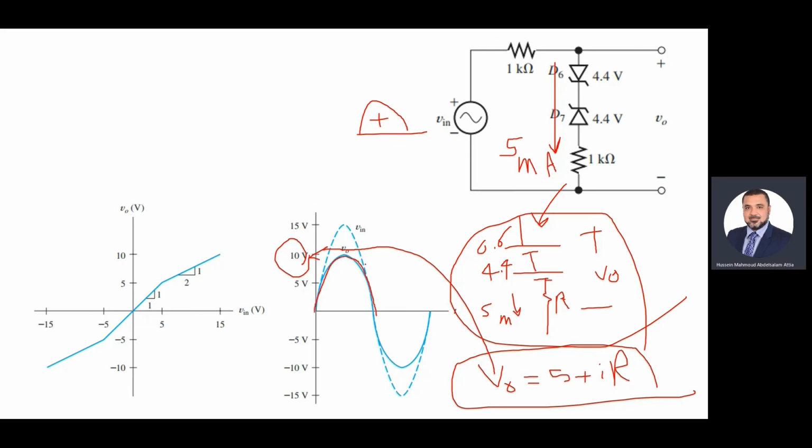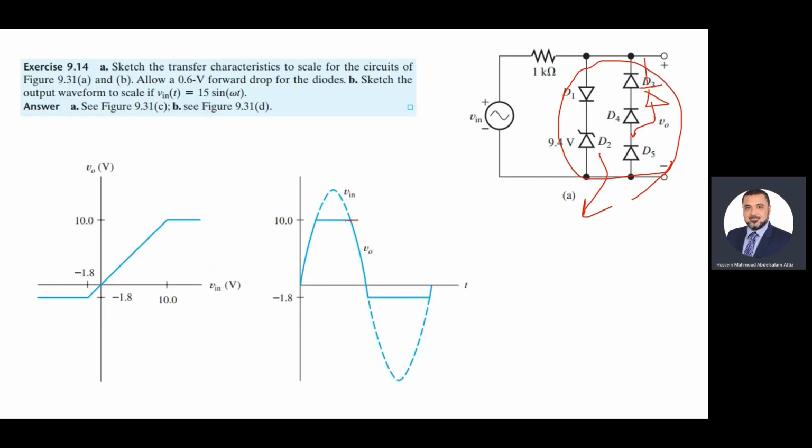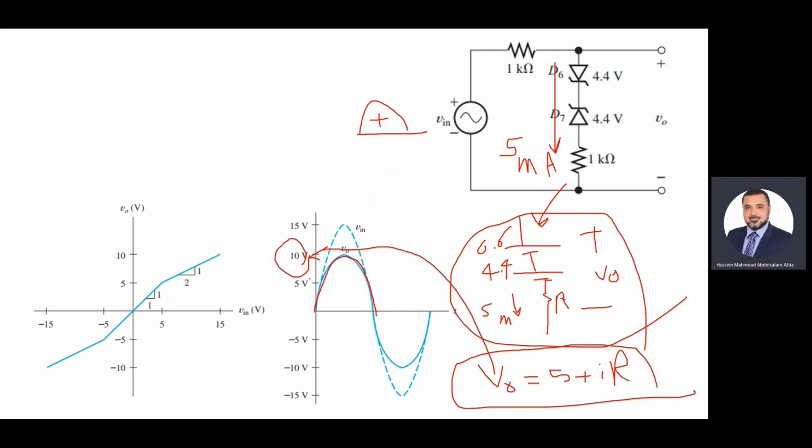So V out will take the same behavior as a sine wave. It will not be clipped. It will not be a straight line like before. Look at the voltage here. Because we don't have a resistor in the output before. But here, because we have a resistor, we will have this behavior.